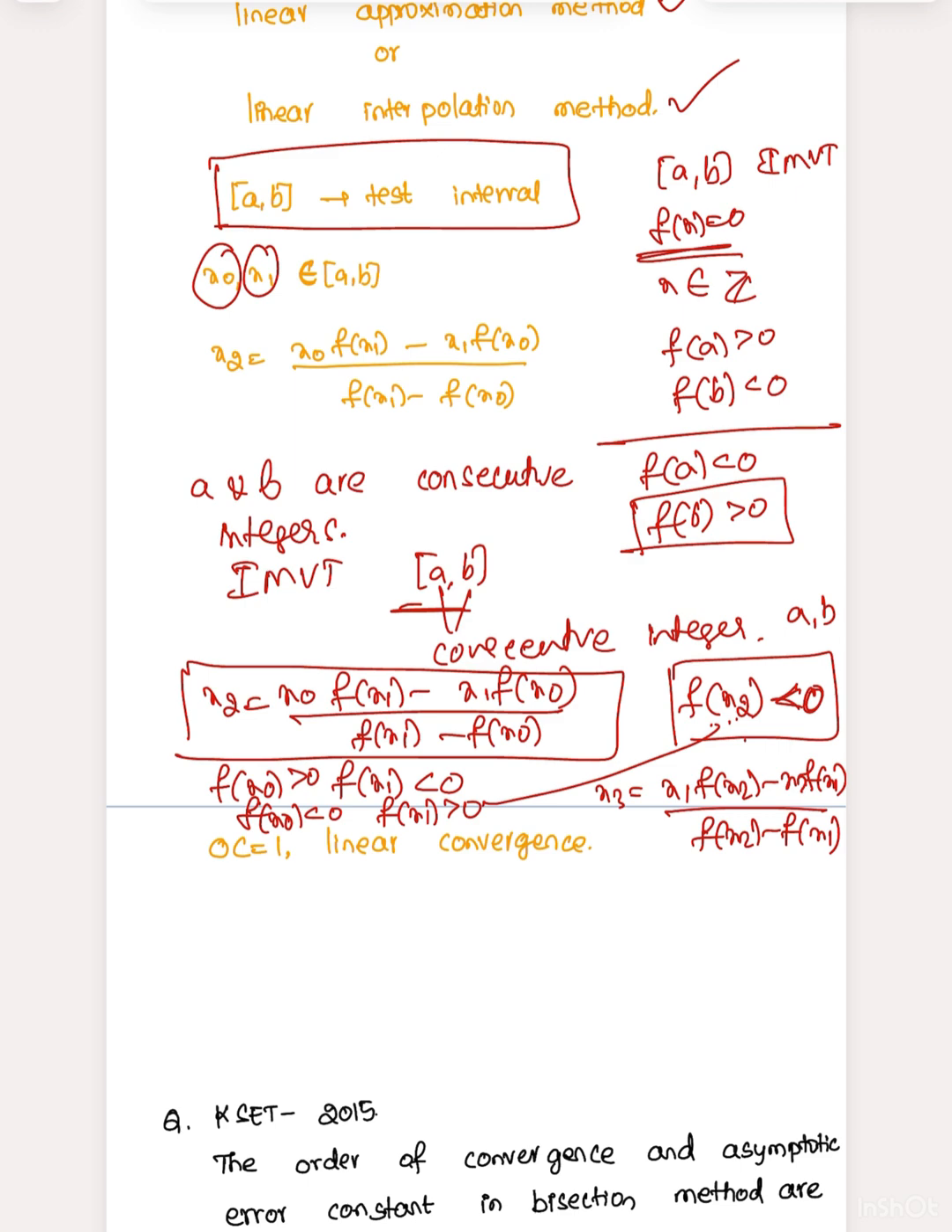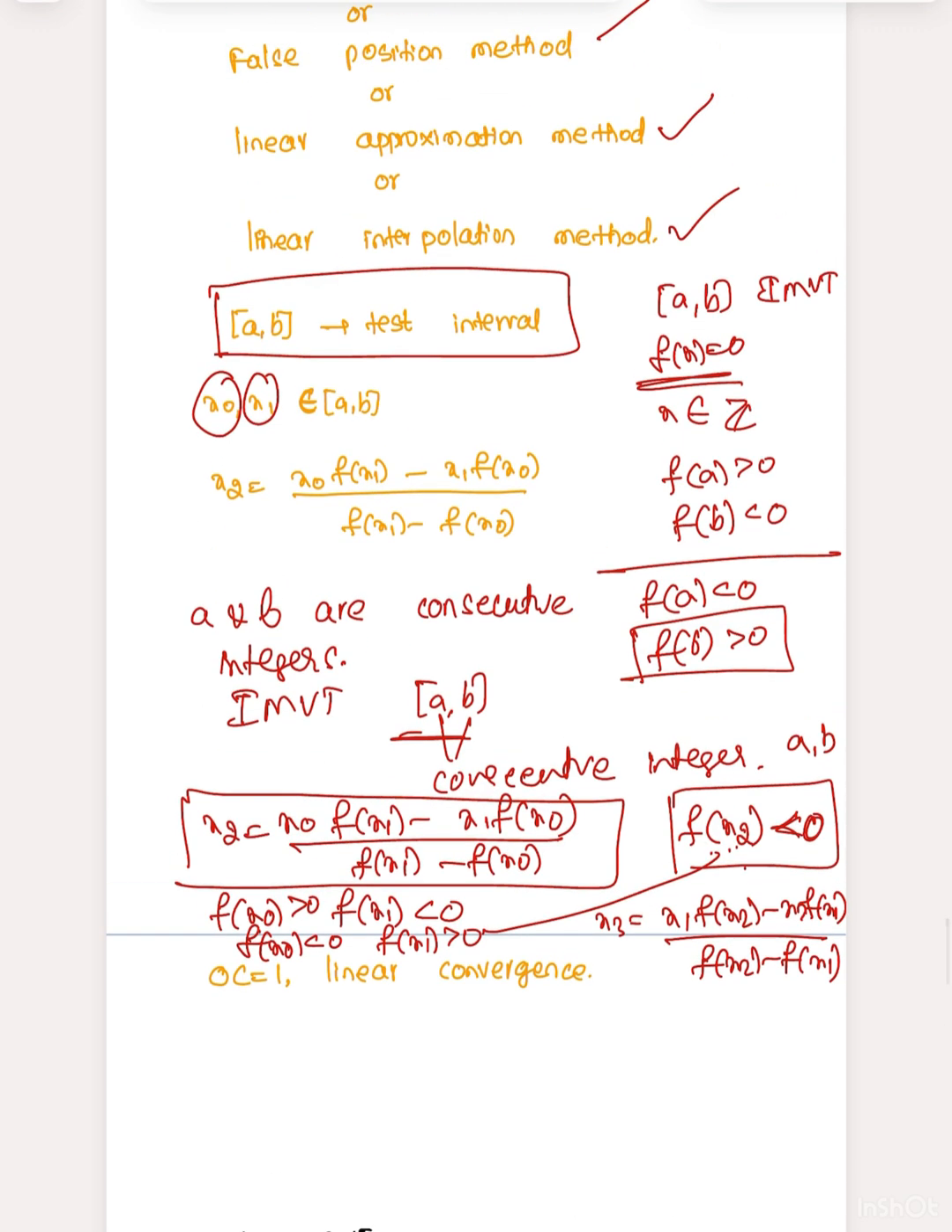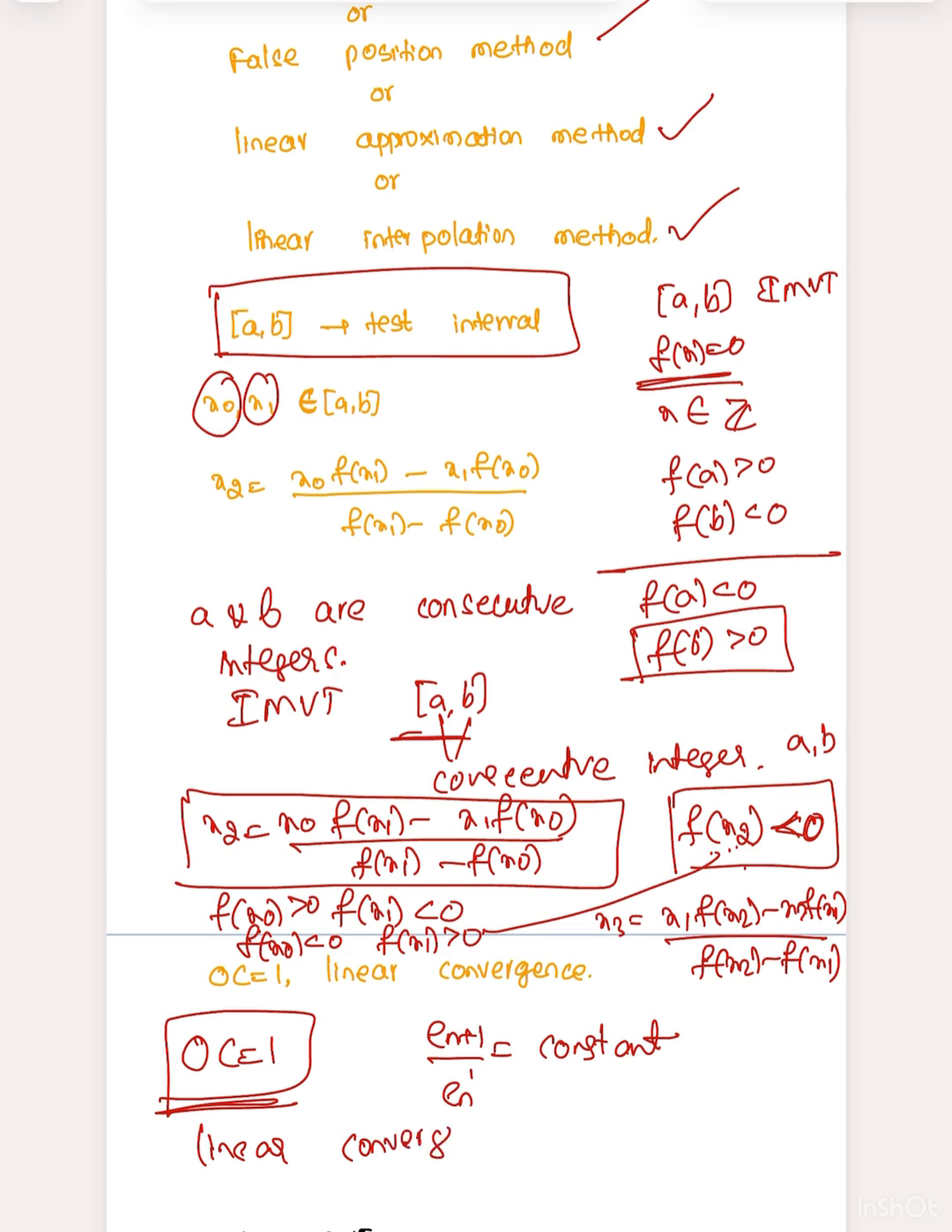Now the order of convergence for regula falsi method is 1, because e n plus 1 by e n to the power 1 is equal to constant. Don't worry about the derivation and all. Just remember the order of convergence of false position method or regula falsi method is 1, therefore it is called linear convergence. Therefore we have to remember for second method the convergence is linear.